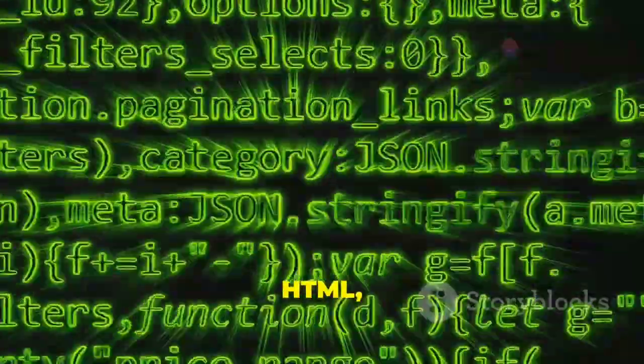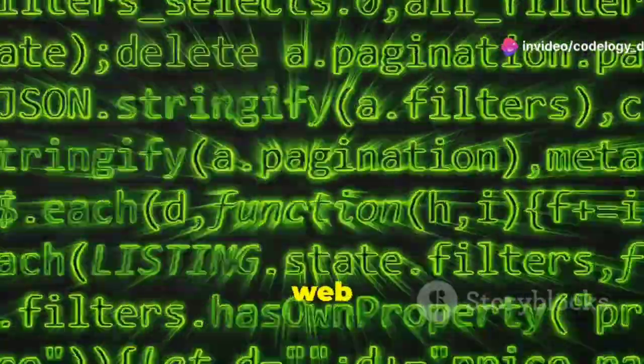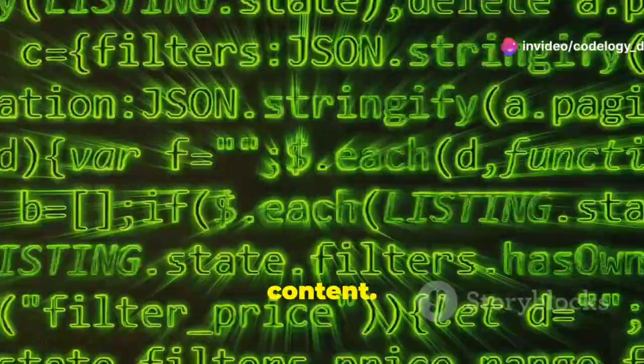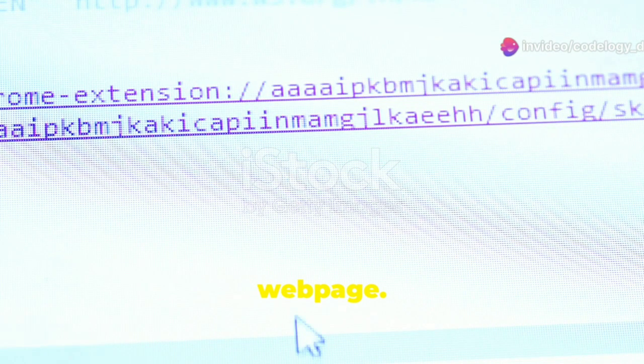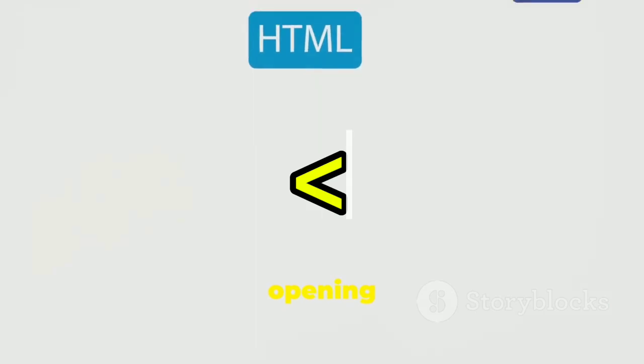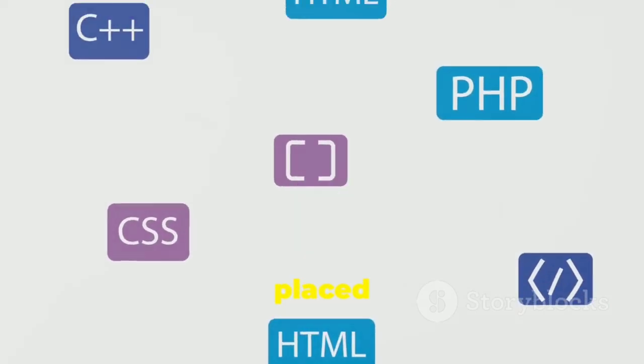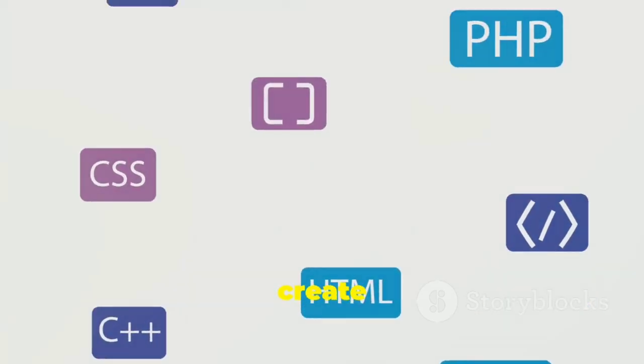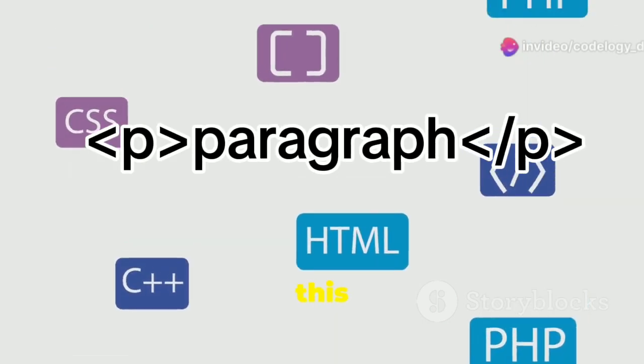In HTML, tags are like instructions that tell the web browser how to display the content. Think of them as the building blocks of your web page. Each tag has an opening and closing tag, with the content placed in between. For example, to create a paragraph, you would use the tag like this.